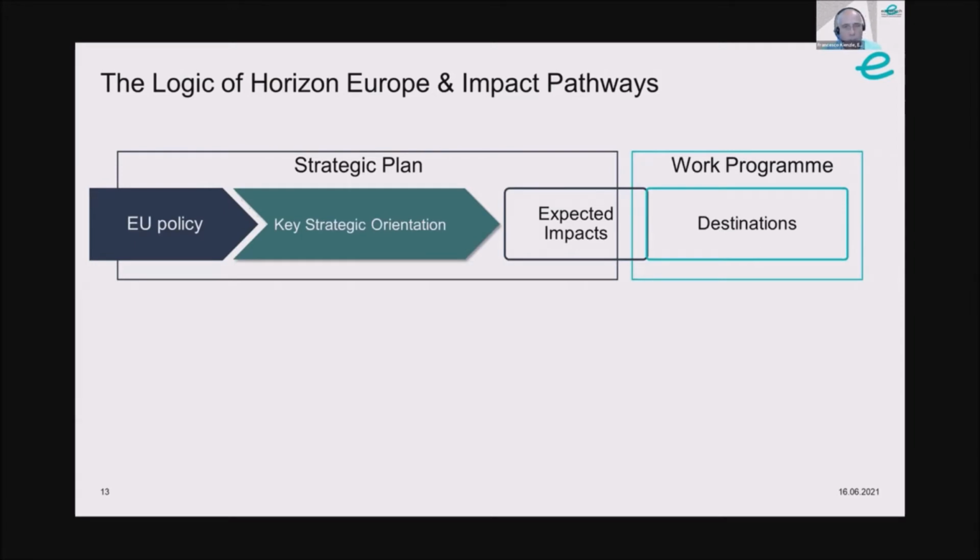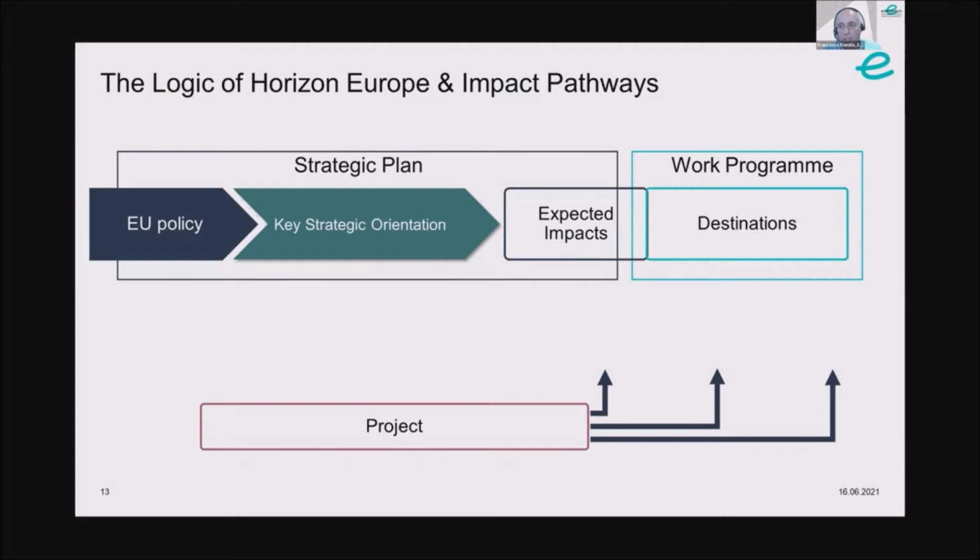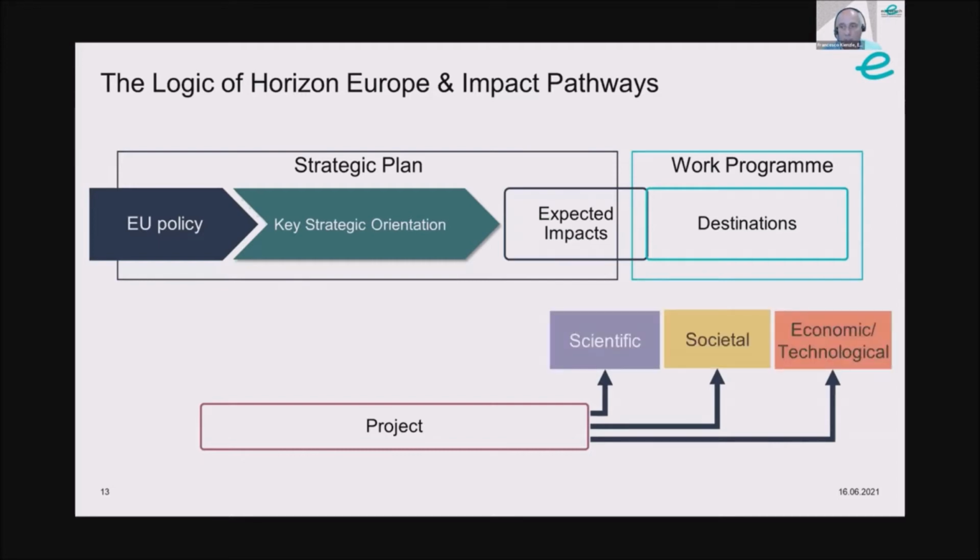Now, it's very important to understand that with your European project, you are expected to contribute to these expected impacts in the destinations. So reading the impact in the destination is an important element. There are 3 key impact pathways. This is the naming that the Commission is using. There are 9 of them, but they are grouped in 3 main areas: the scientific impact, the social impact, and the economic and technological impact.